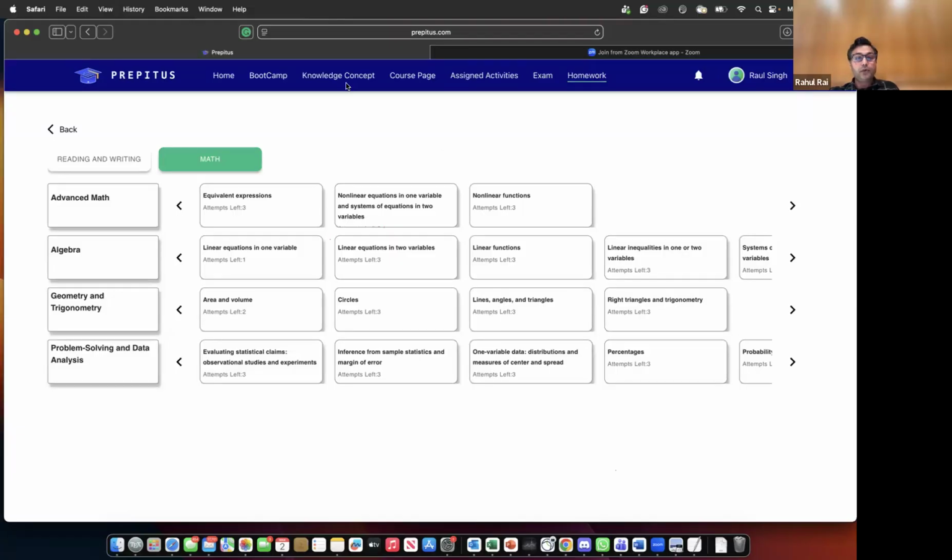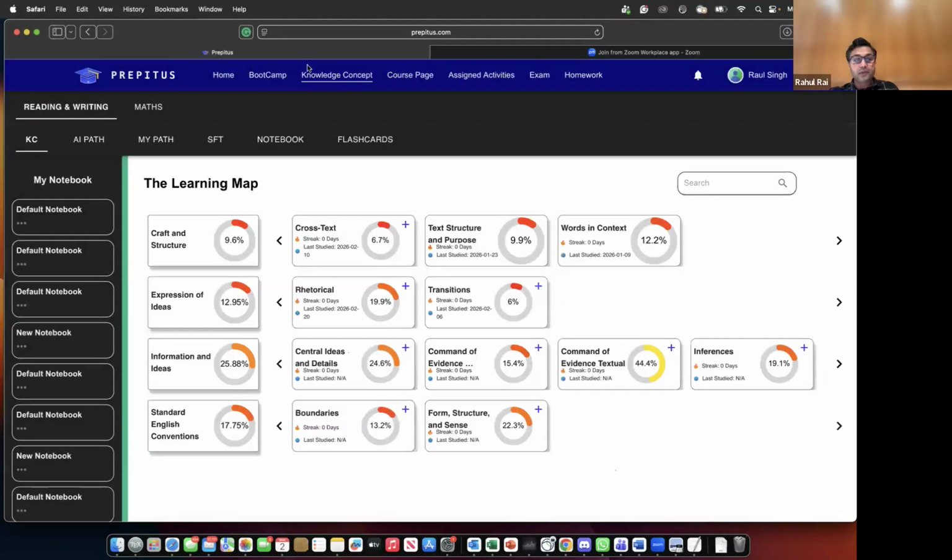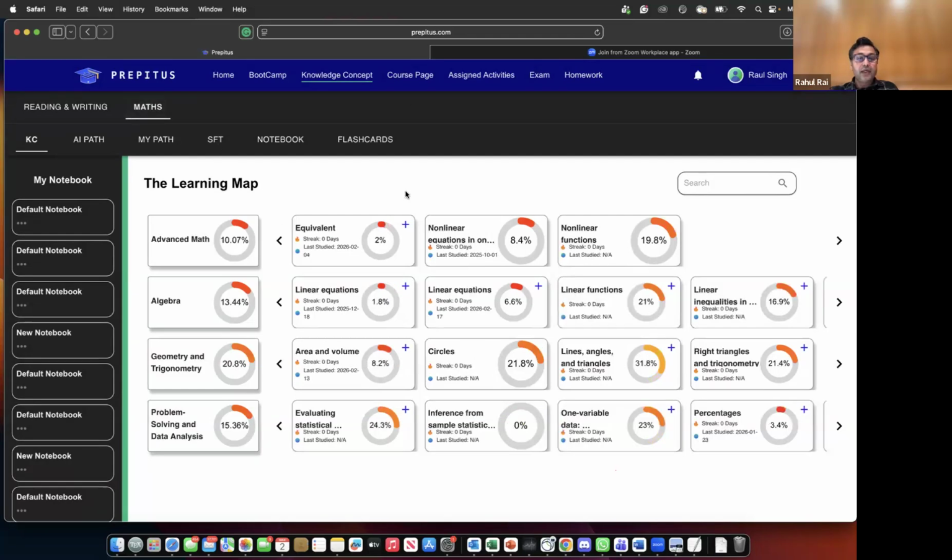The second thing I want to quickly show is that you can use this interface, which is the knowledge concept interface, to study, and that's the AI and hybrid approach. So we did the first human part in the class. You can go here and click on the maths. Once you go to knowledge concept, you can click on the maths and you will have these tiles. And one of the tiles is this algebra linear equation in one variable.